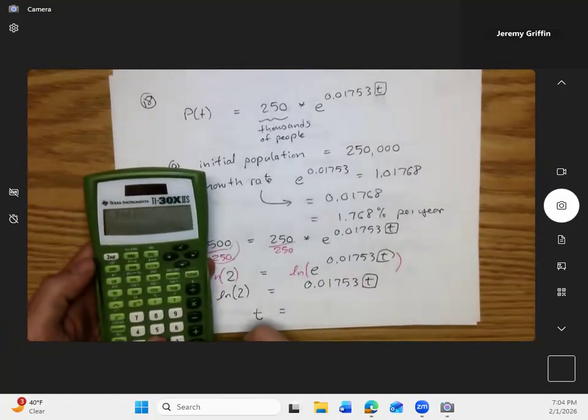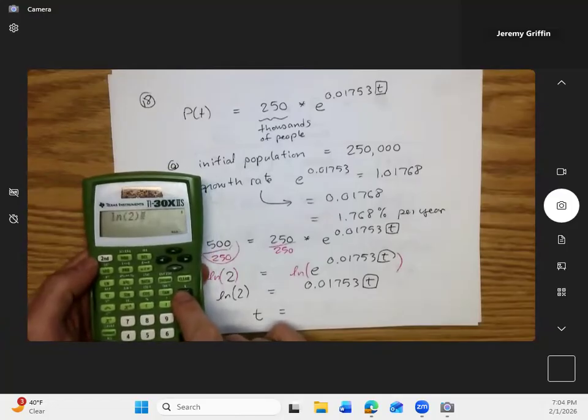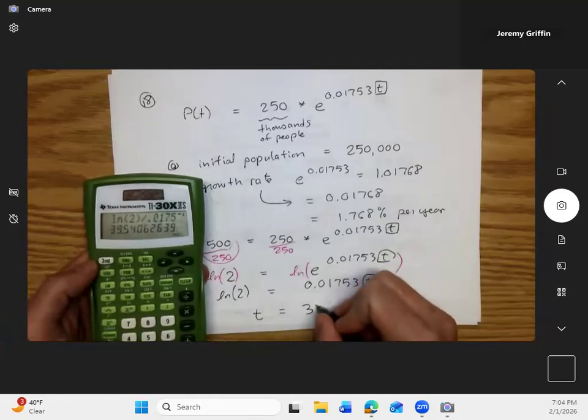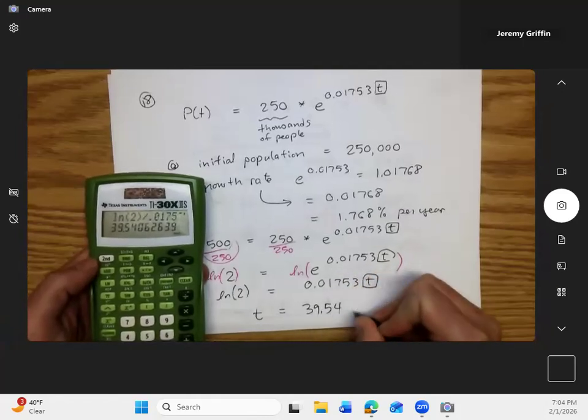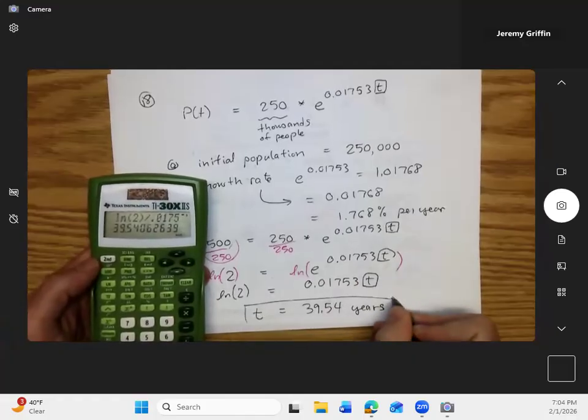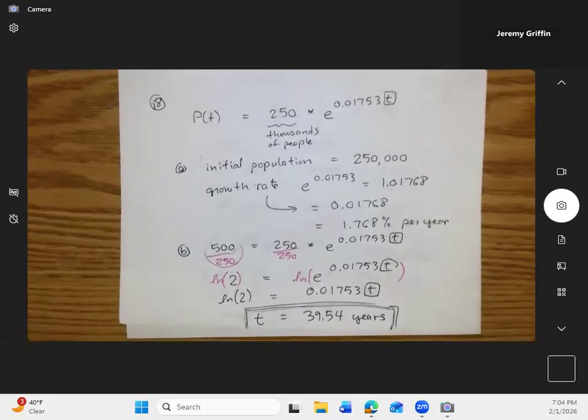So you guys know I'm going to take natural log of 2, close parenthesis. I'm going to divide down this coefficient right here, 0.01753. That looks like 39.5 years. Okay. So it takes between 39 and 40 years for the population to double, according to this model. There you go.